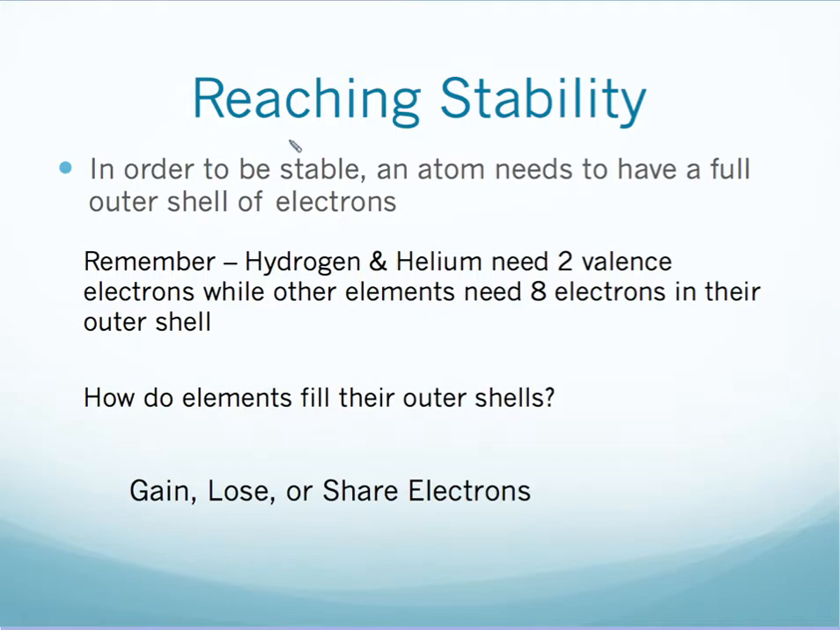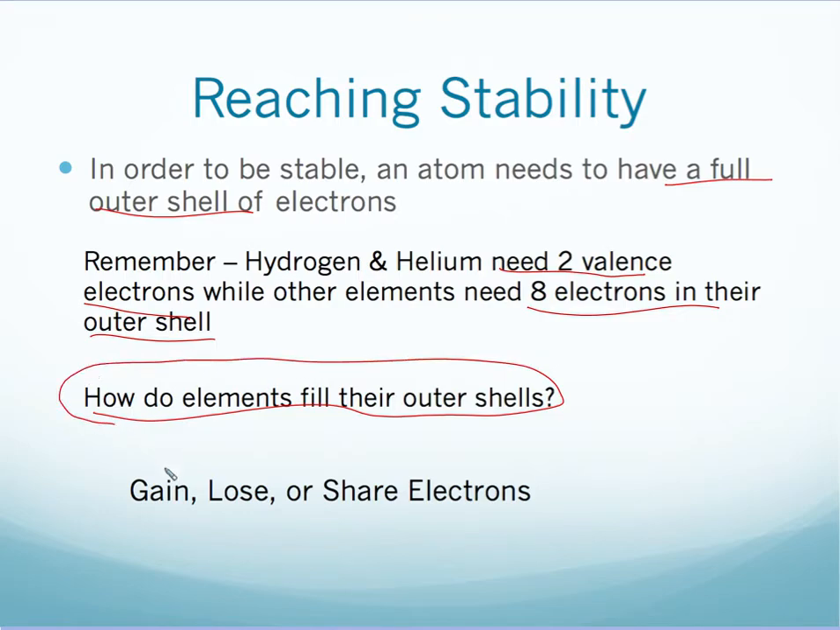And so in order to be stable, atoms need to have a full outer shell. Remember, hydrogen and helium only need 2 valence electrons, while the rest of the elements need 8 in their outer shell. So how do elements go about filling those shells? To answer that, we look at electrons, and they either gain, lose, or share those electrons in order to become stable and have a full shell.